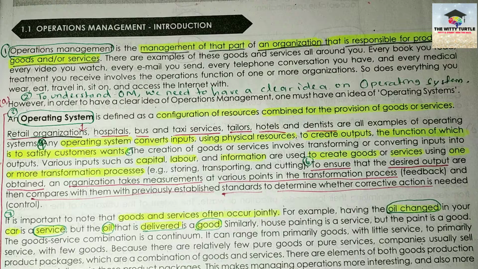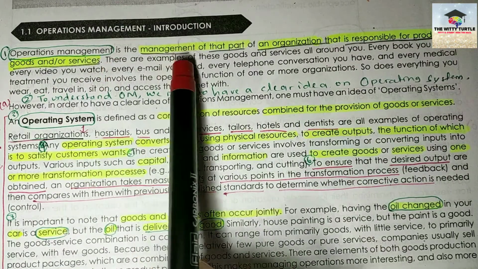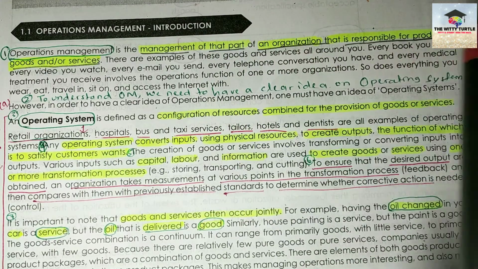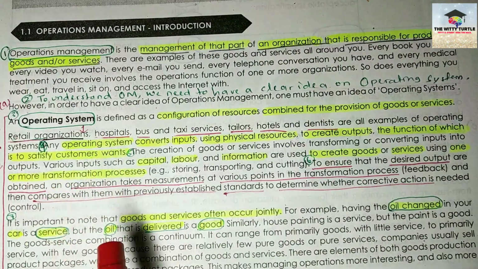Now I have to manage, right? Like I'll take half an hour to record a video, 15 minutes to edit it and 10 minutes to make the thumbnail. So you have to manage every operation or function. So what is written in the book? Let's read that in bookish language. Operations management is the management of that part of an organization that is responsible for producing goods or services.